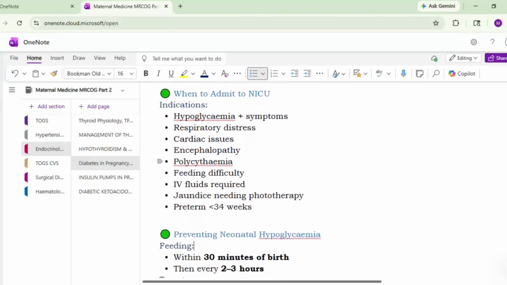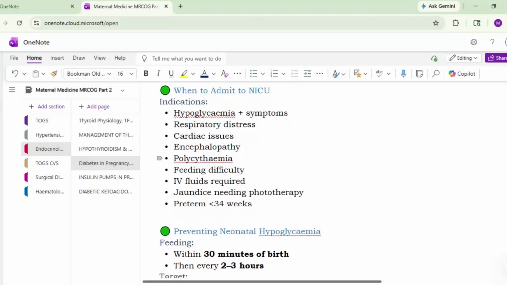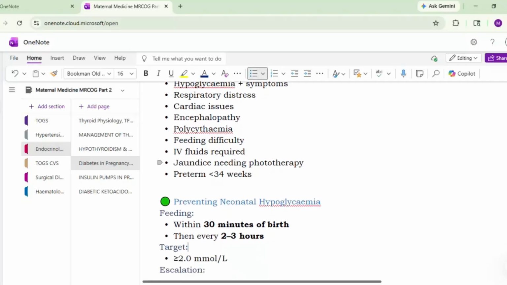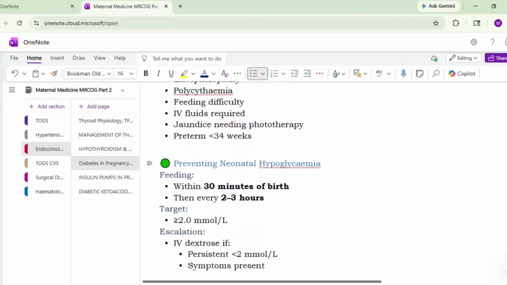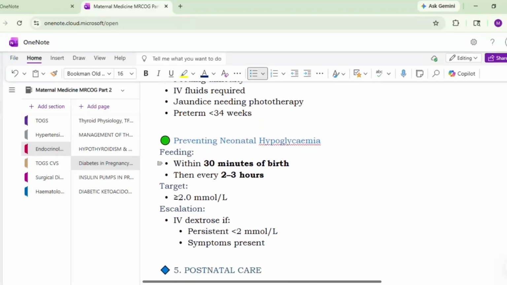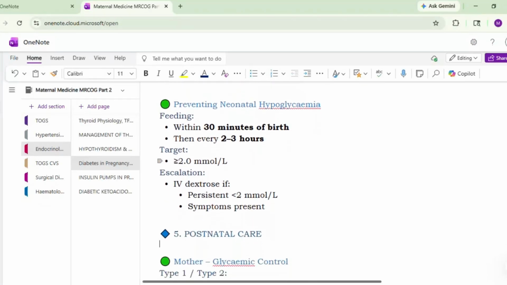Okay. When to admit in the NICU? If there is hypoglycemia along with symptoms, respiratory distress, cardiac issues, encephalopathy, polycythemia, feeding difficulty, IV fluids required, jaundice needing phototherapy, and preterm less than 34 weeks, we will admit the baby in the NICU.